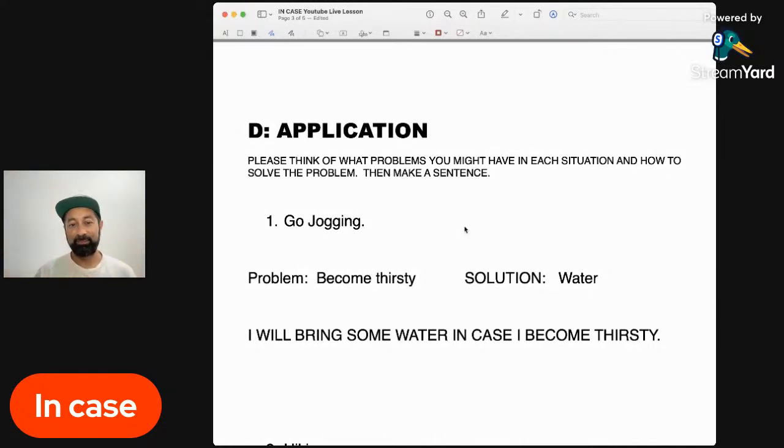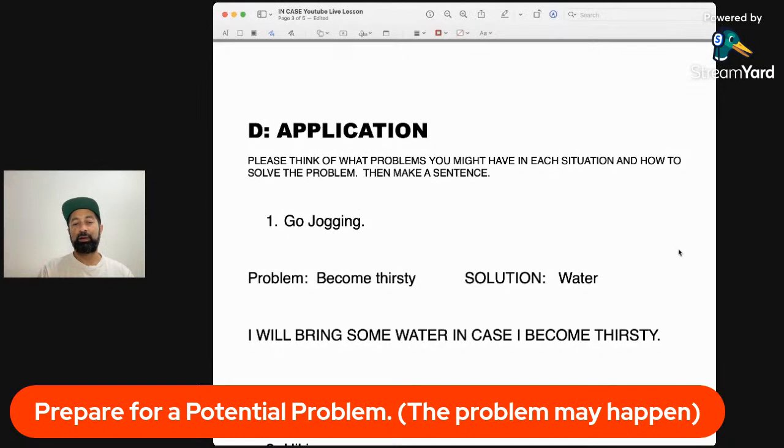Number 1, the situation, the scenario is you're jogging. You're going to go jogging. And what is the possible problem? The possible problem is you might become thirsty. What's my solution? Water. Water is the solution for being thirsty. So the sentence I make is, I will bring some water in case I become thirsty.